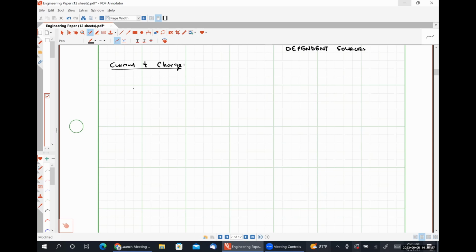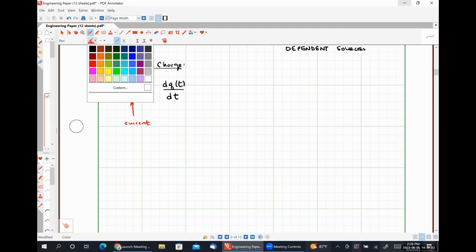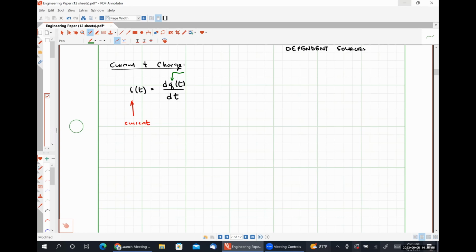So mathematically, current I is the derivative of charge with respect to time. So I'm going to put some labels here. This I represents current, and this Q represents charge. Okay. So because we have a derivative-based relationship, this is really telling us that the relationship between charge and current is based on a rate, right?